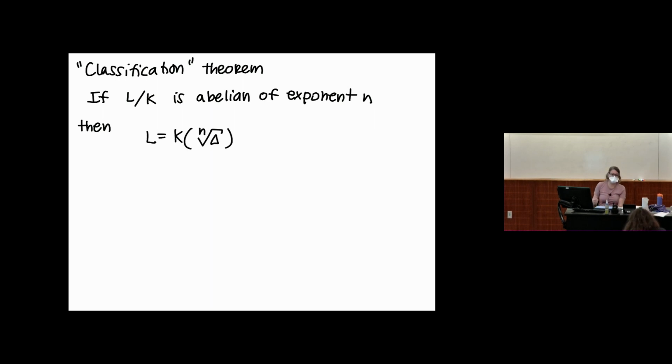So if L over K is abelian of exponent n, then L is generated in this way, and also the set of roots that you take are exactly the intersection of all the nth powers in L. So you look at everything in L and raise it to the n, and the ones that land in K are exactly the roots that you took to get L from K.